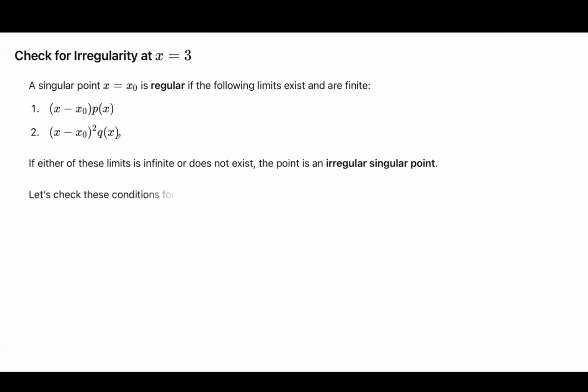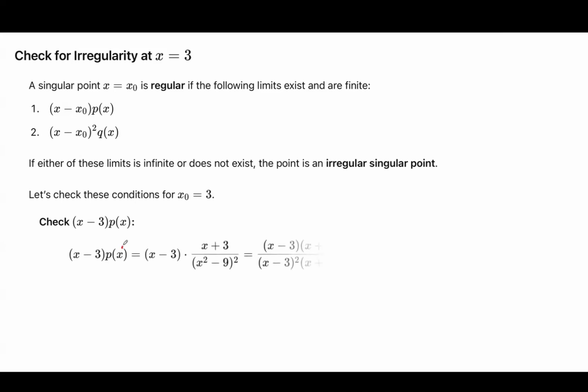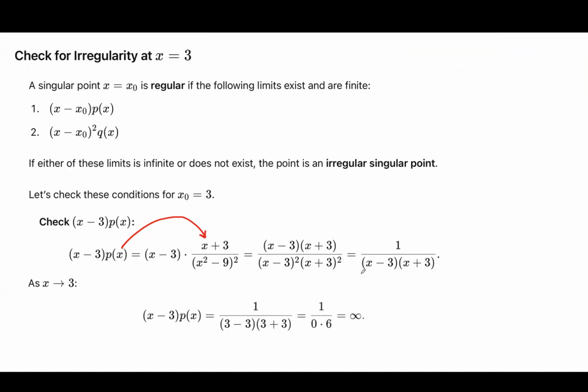Let's check the limit of (x minus 3) times p of x, and p of x, as we know, is defined as (x plus 3) divided by (x squared minus 9) to the power 2. Well, if you simplify this, you end up with 1 divided by (x minus 3) times (x plus 3). Now, if you take the limit of 1 divided by (x minus 3) times (x plus 3) as x goes to 3, since you have the factor of 3 on the denominator, it means that the limit doesn't exist. So since the limit doesn't exist, x equals 3 is an irregular singular point.